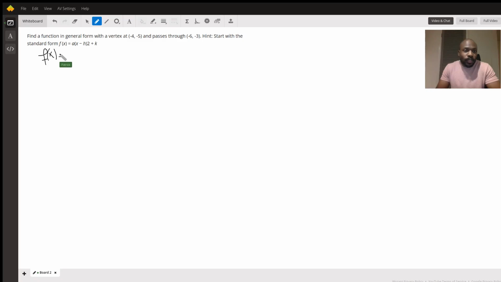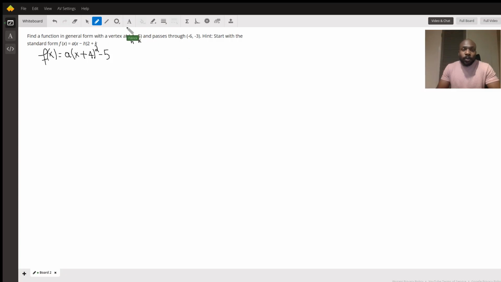So f of x is a times x, and it's x minus, and keep in mind, this is h. h is -4, k is -5. So x minus -4, so x plus 4, squared, and then plus -5, so minus 5. So far we've just plugged in the vertex, the h and k.